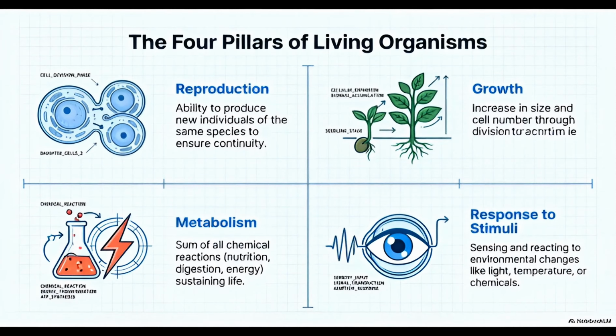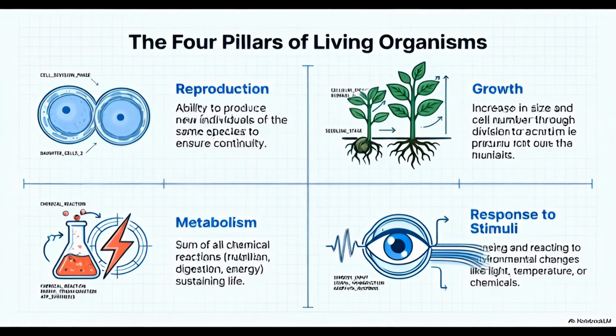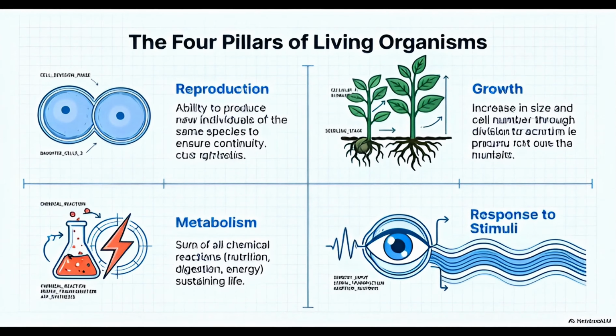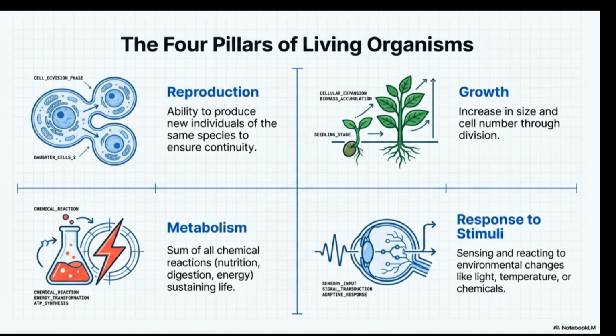All living organisms share four main characteristics. First, reproduction, producing new individuals to continue the species. Second, growth, increase in size and number of cells. Third, metabolism, all chemical reactions that keep us alive. And fourth, response to stimuli, reacting to light, temperature, chemicals, and environmental changes.